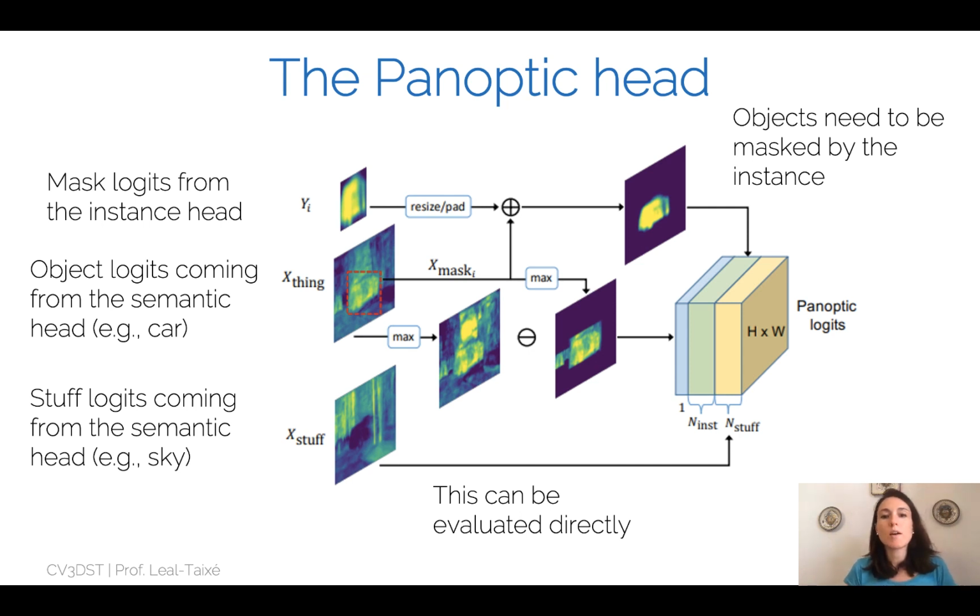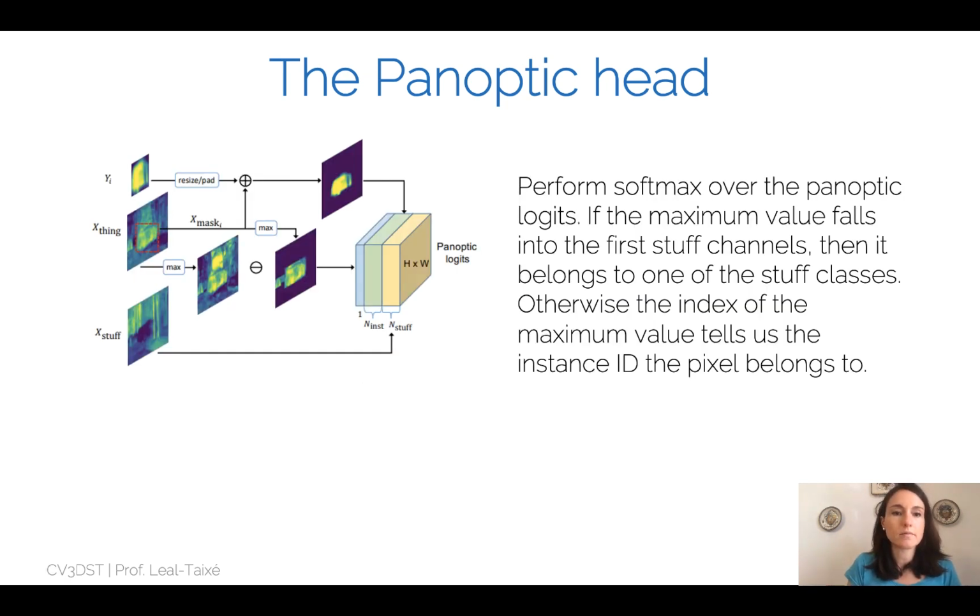Therefore, we perform this operation where we essentially cut what we're interested in, what is actually inside the box. We cut the semantic map with the instance map, and this is what we use for our instance logits, which are depicted here in green. The rest of the image, the part that doesn't fit into an instance, ends up in this last channel here, which is the channel unknown. And so we perform a softmax over the panoptic logits. The key here is that if the maximum value falls into the first stuff channels, then it belongs to one of the stuff classes. Otherwise, the index of the maximum value tells us the instance ID that the pixel belongs to.